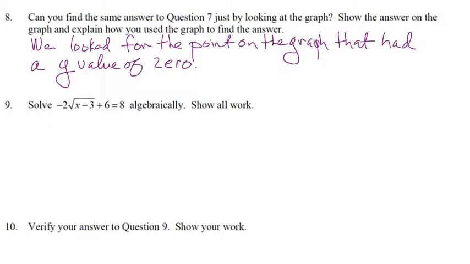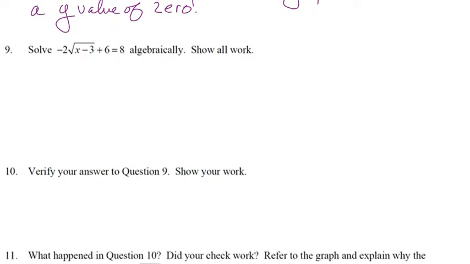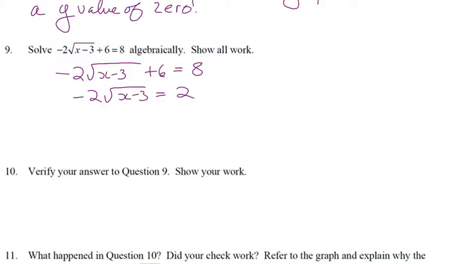Okay, one more, just because we want lots of practice in solving these, right? So we're solving this same one a few times over, but so negative 2 root x minus 3 plus 6 is equal to 8. We're going to subtract 6 from both sides. We're going to divide both sides by negative 2. We're going to square both sides. And we are going to add 3 to both sides and get x equals 4.